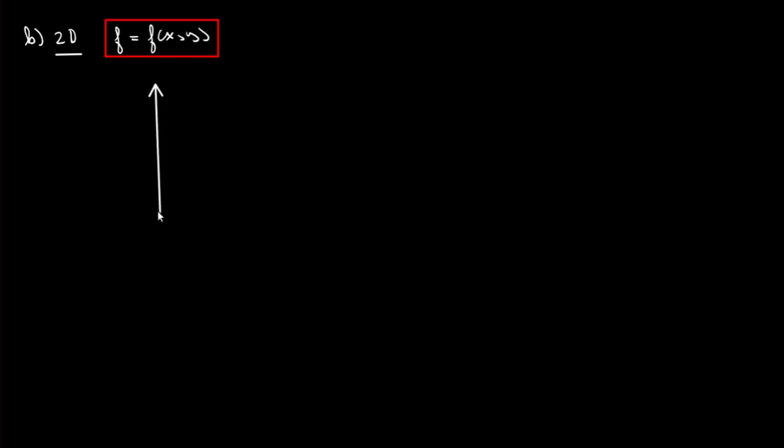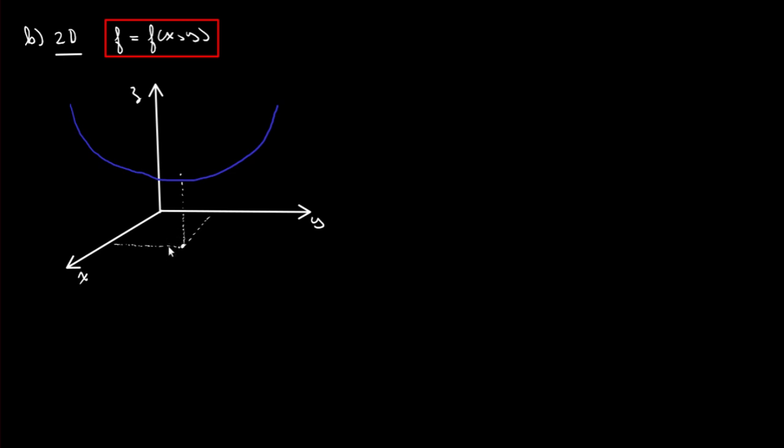So this is going to be our z-axis, this is our y-axis, and this is our x-axis. And suppose we have a function looking something like this, and we can see our stationary point is somewhere here, and we start at our point there.